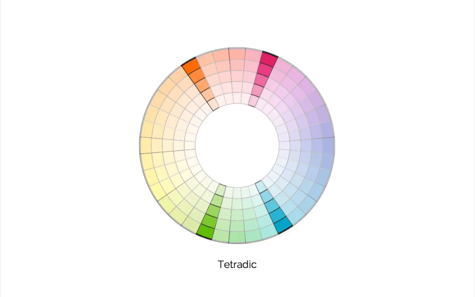And finally we have the rectangle, tetradic or double complementary color scheme. It uses 4 colors arranged into 2 complementary pairs. This rich color scheme offers plenty of possibilities for variation, but it can be a bit difficult to balance, so the best way to use a scheme like this is to use one color as the primary color and the others just as accents.